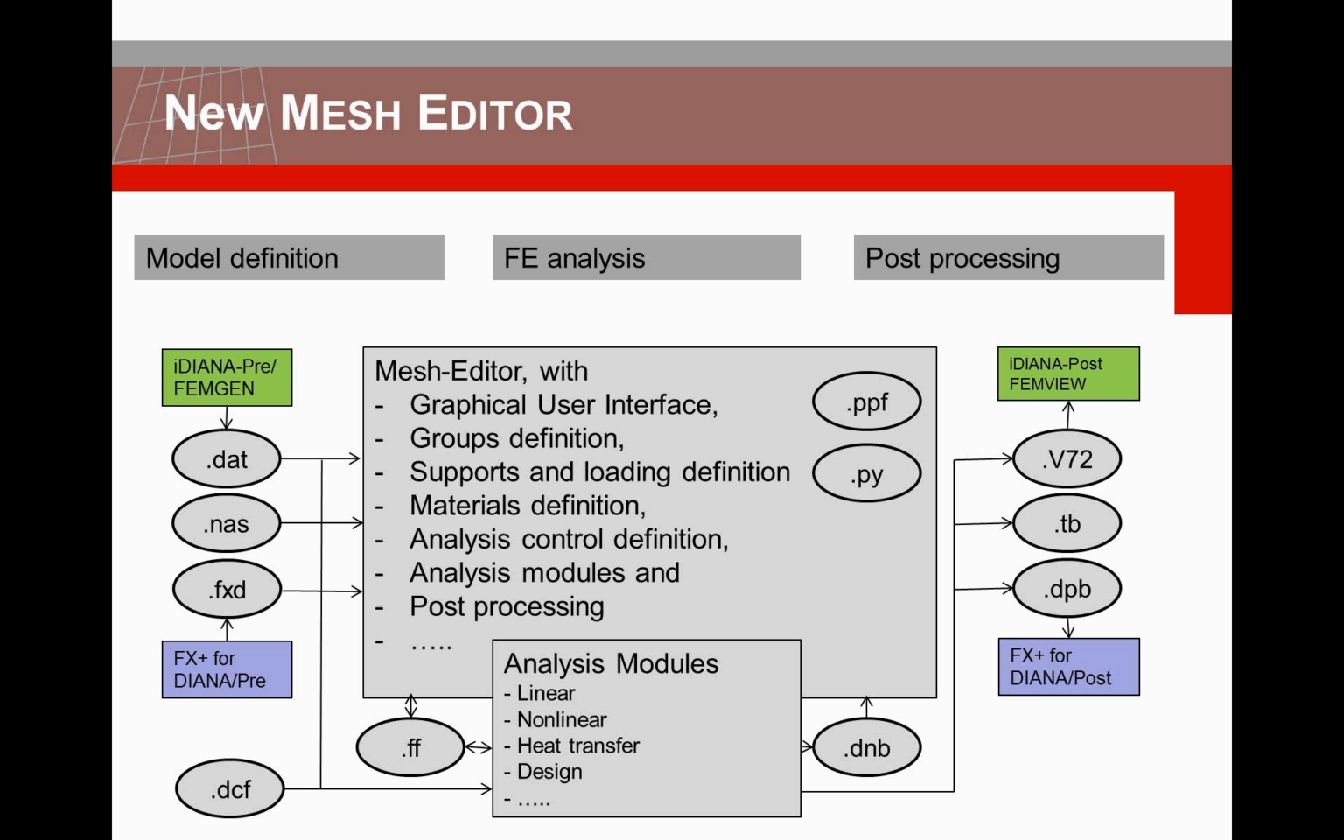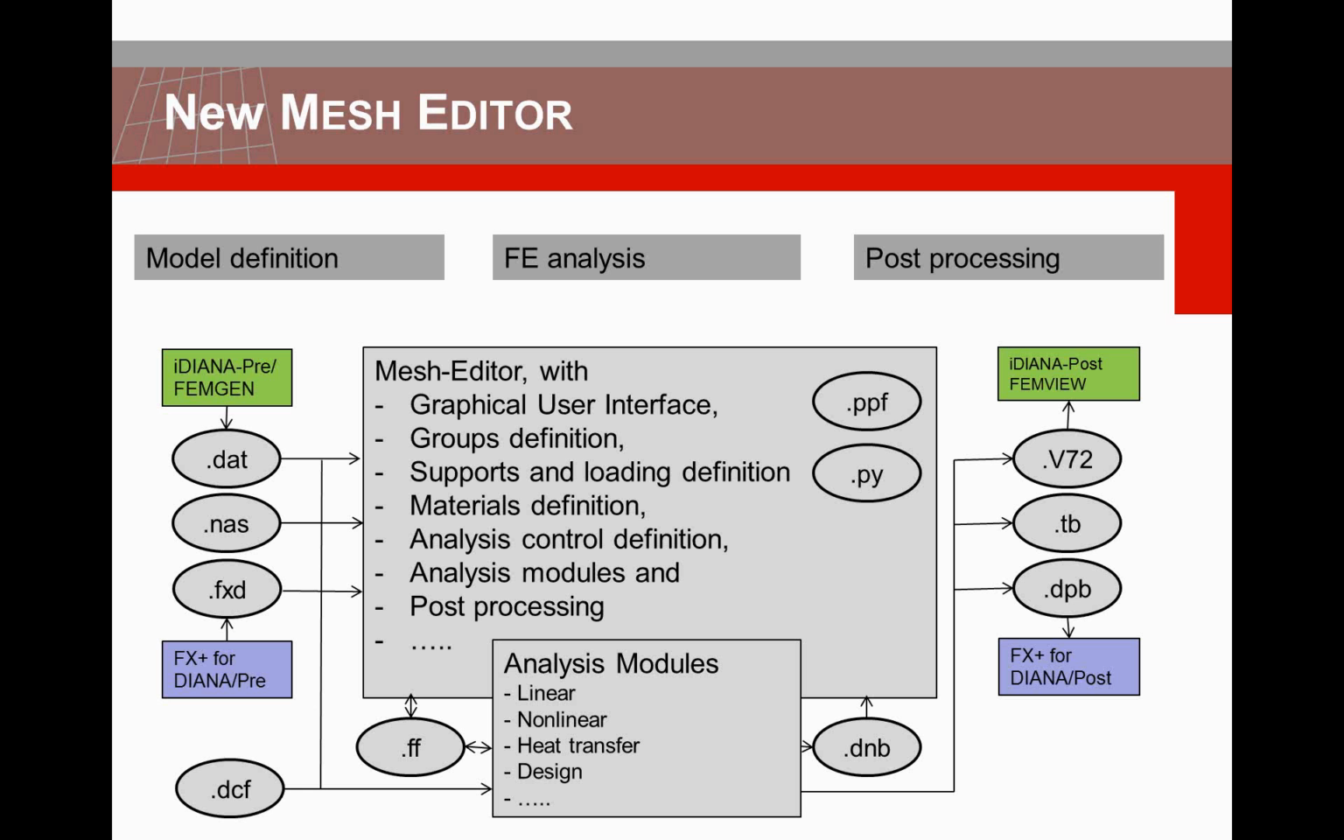As I explained already, we have different routes. We maintain in Diana 9.5 the traditional iDiana route for pre-processing and post-processing, and of course the FX Plus route, in which the user can set up his model and also do post-processing in FX Plus. Both environments result in text files in which the mesh is converted to Diana for analysis. That is the traditional .dat file or the FXD file, but we also fully support Nastran import.